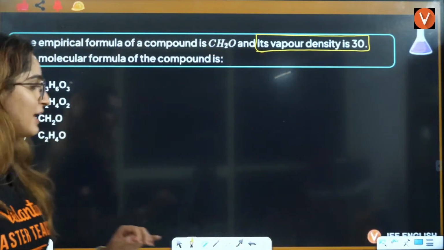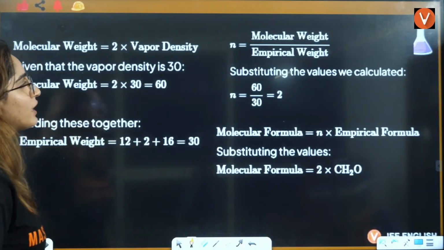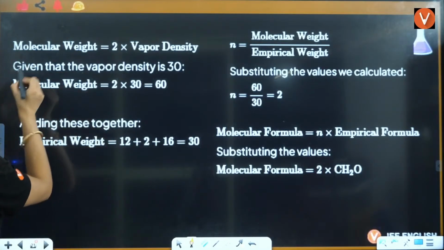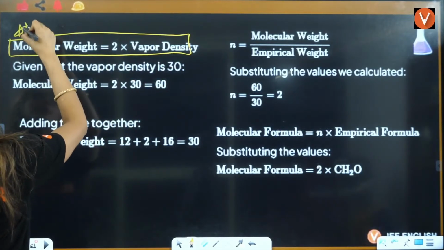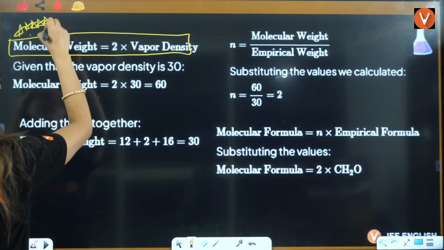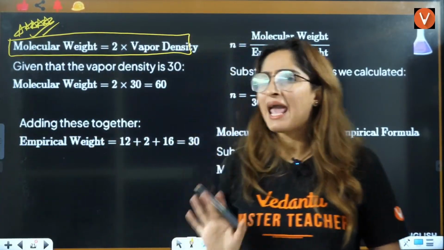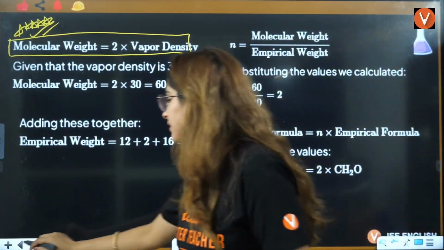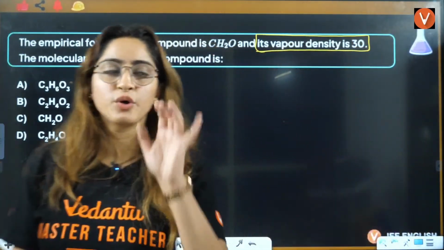Now what is the relation in vapor density and molar mass? That is very, very, very important for you. Let me just show you that. Molar mass is equals to 2 into vapor density. It's a very, very, very important formula. Right? Very important formula. Everything else is simple only. Right? See, everything else is quite simple. Right? So I'll just show you how.